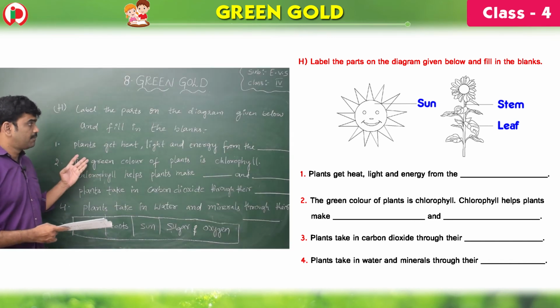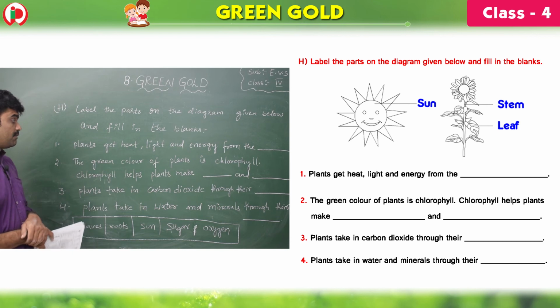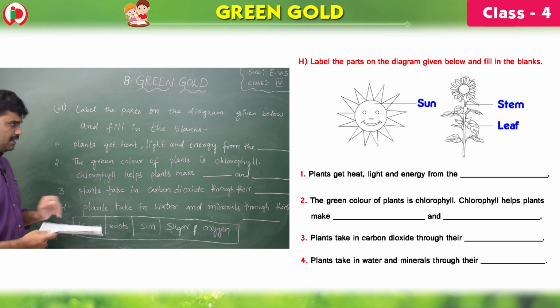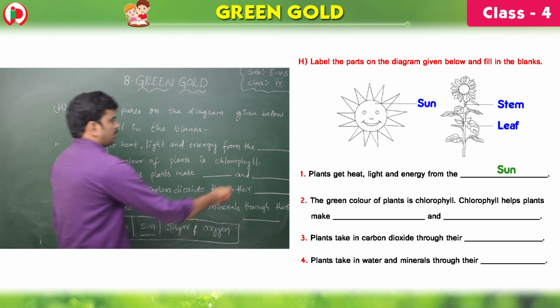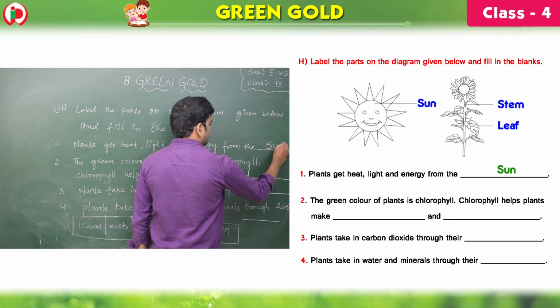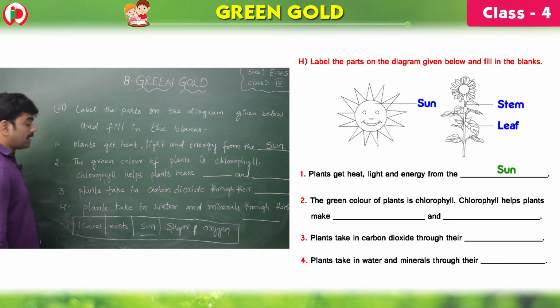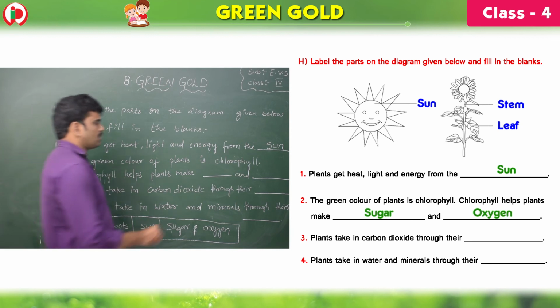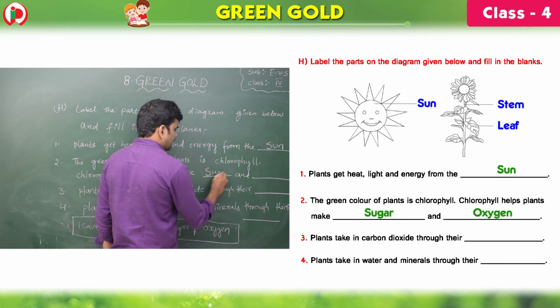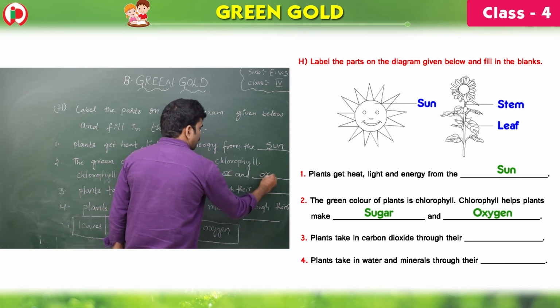Children, now see. After labeling, let's go for the fill in the blanks. Plants get heat, light and energy from the. What is the answer, children? Yes, sun. From the sun. Next one. The green color of plants is chlorophyll. Chlorophyll is the green color part. It helps plants make dash and dash. Sugar and oxygen.